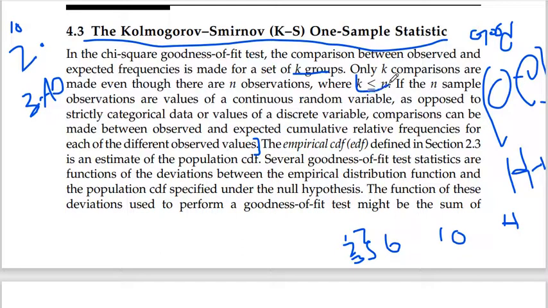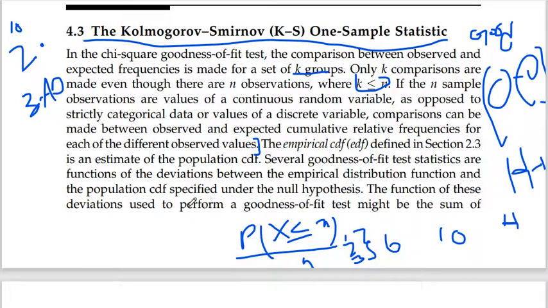So here the condition k less than or equal to n will hold. The empirical distribution we already discussed. What is the empirical distribution? It is the number of observations with X less than or equal to x, divided by n. It is just like the CDF, but dividing by n is the extra condition. Several goodness of fit test statistics are functions of the deviations between the empirical distribution function and the population CDF listed under the null hypothesis.